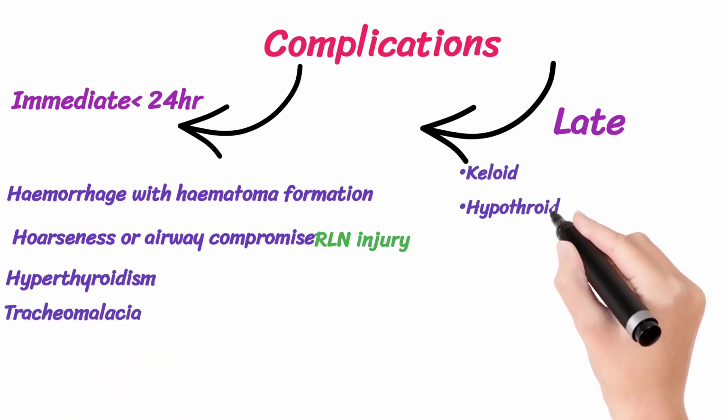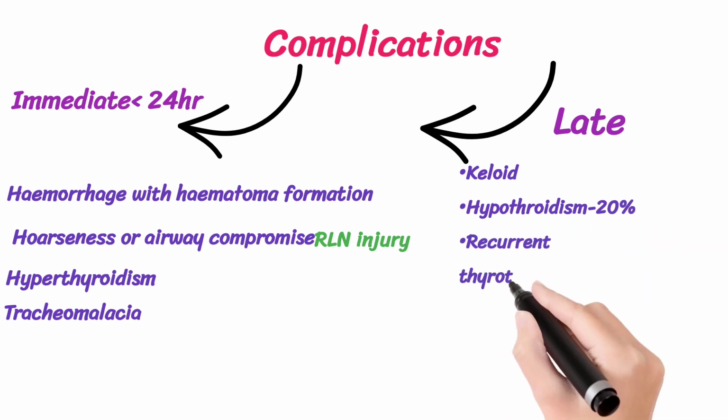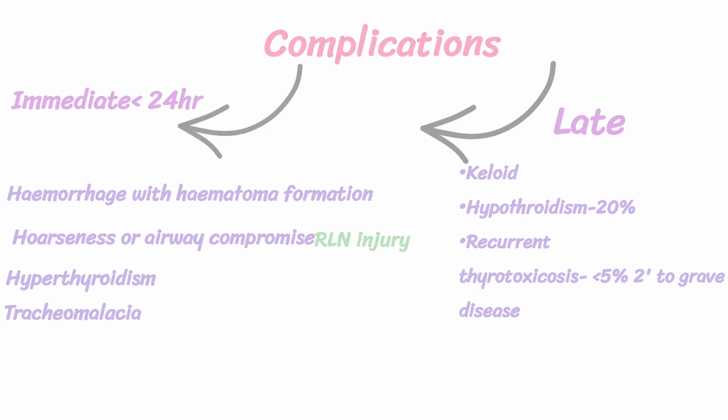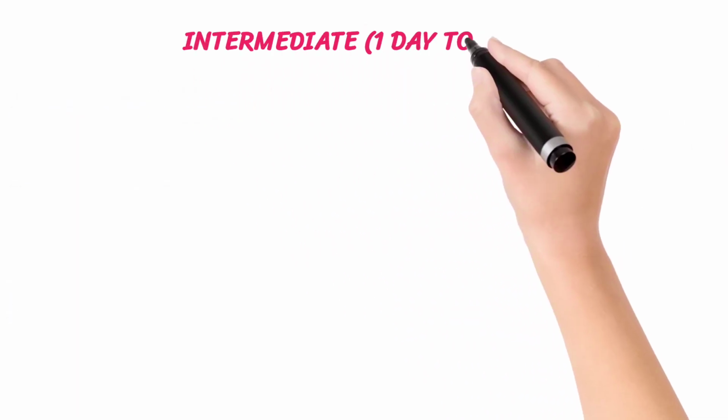So we do the late before we do the intermediate. So you can have a keloid, hypothyroidism in 10%, recurrent thyrotoxicosis in 5% of the patients who you went in for secondary to Graves' disease. So intermediate is 1 day to 1 month.